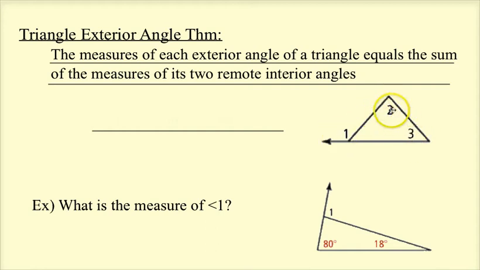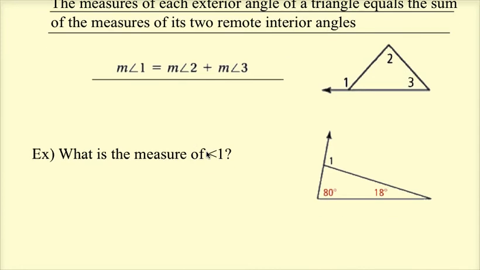Angle 1 equals angle 2 plus angle 3. So here's what it is with angle measures instead of words. Measure of angle 1 equals the measure of angle 2 plus the measure of angle 3. So the exterior angle equals the two remote interior angles added together. Okay, and we're going to use that in problems tomorrow when we practice.